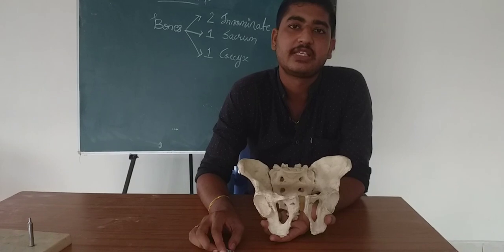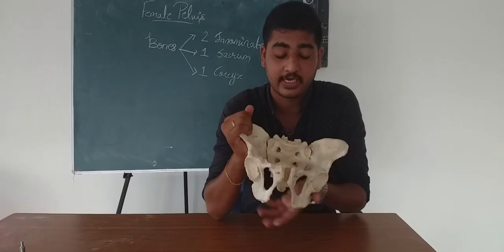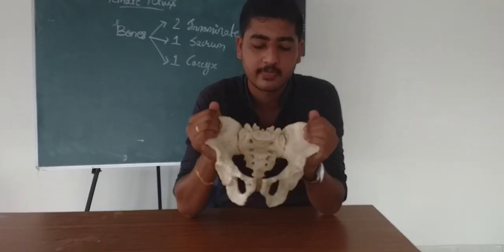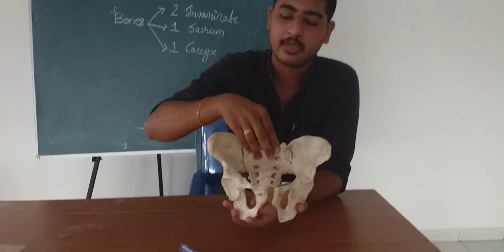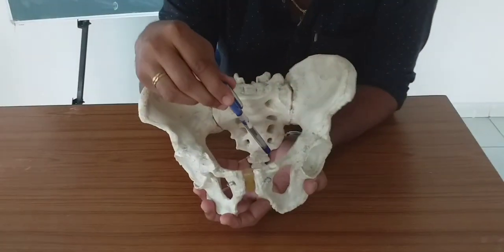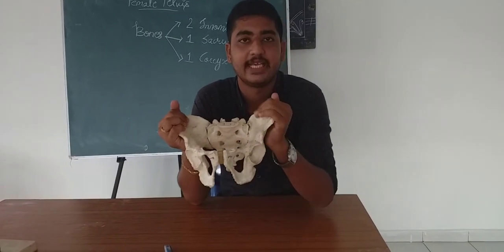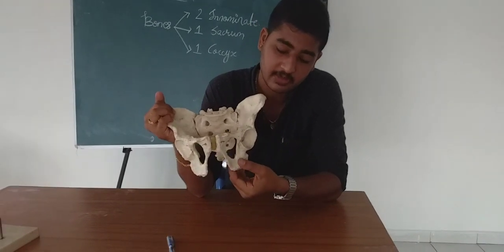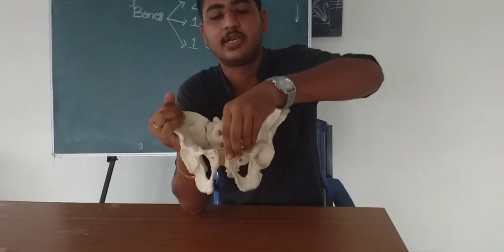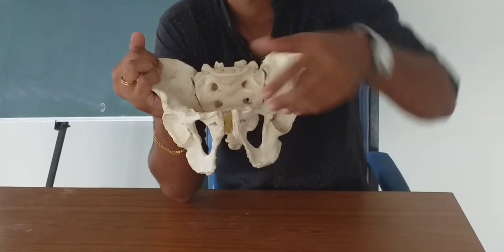The female pelvis is made up of four bones. There are two innominate bones, one sacrum bone, and at the bottom there is a coccyx bone. The innominate bone is further divided into three parts: the ilium, at the bottom the ischium, and at the front we have the pubic bone.